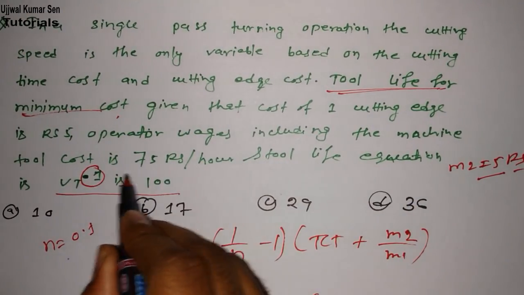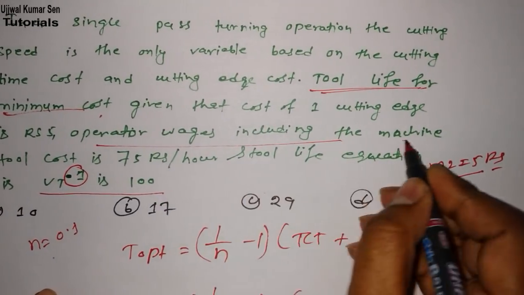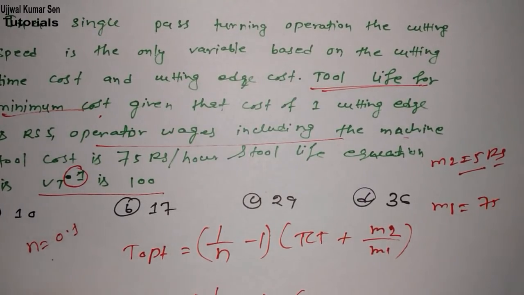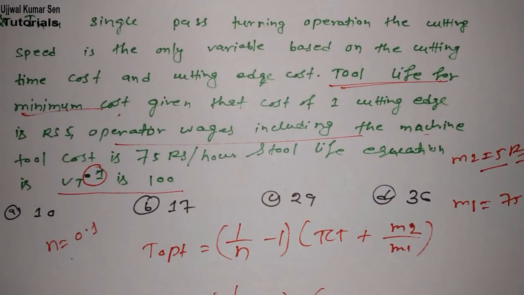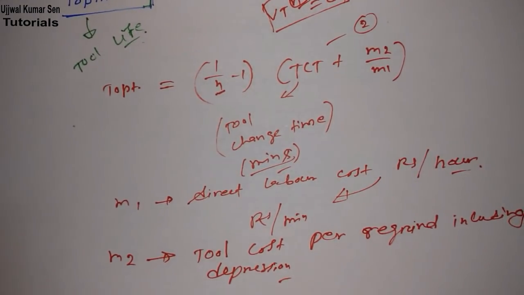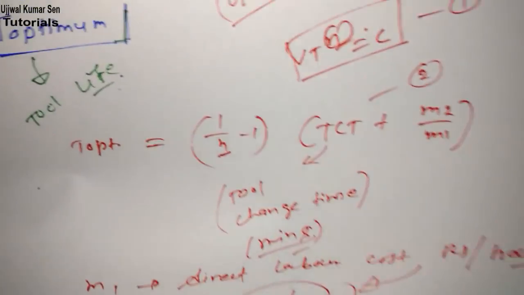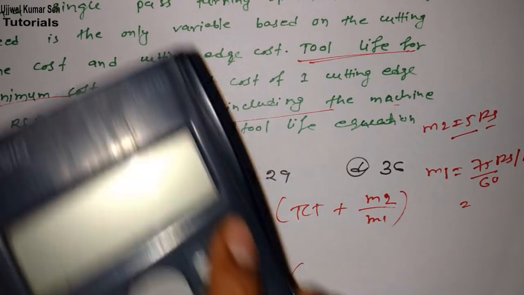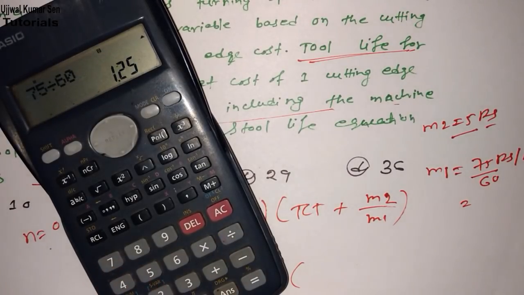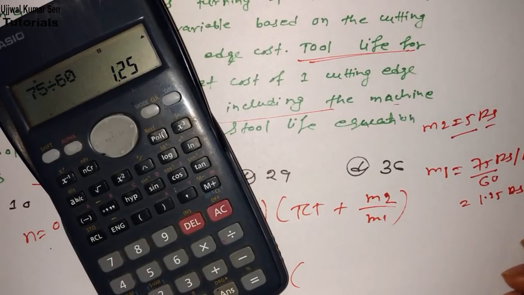We are given M1. That is the machine total cost, that is the labor cost also, the operator wages including the machine. So that is wages, 75, and here it is given per hour. And in the starting of the video, I shared with you that we have to convert everything into rupees per minute. So we have to divide this by 60 to get the value which we can use. That is 75 by 60 is equal to 1.25. Now it is rupees per minute.